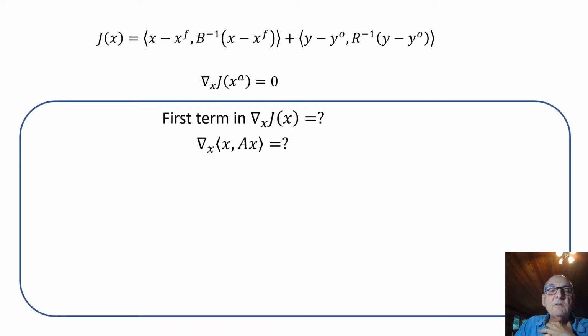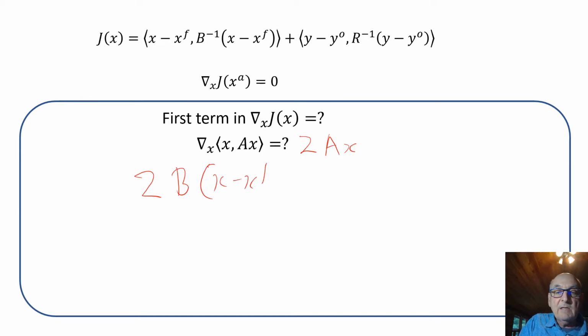The first term is going to be the derivative with respect to x of (x minus xf) inner product B inverse times (x minus xf). So we want to just get that first term. Well, it's very useful to figure out what the gradient of x transpose Ax is, right? And that is actually 2Ax. That's going to be useful in working this out. We did this before already, because this really doesn't introduce the dimension stuff. And the answer is that the first term in this is going to be 2B times (x minus xf).